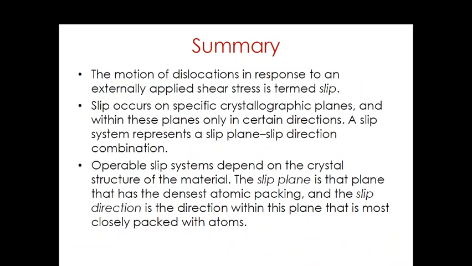So finally we will discuss the summary of today's topic. The motion of dislocations in response to an externally applied shear stress is termed slip. Slip occurs on specific crystallographic planes and within these planes only in certain directions. A slip system represents a combination of slip plane and slip direction. Operable slip systems depend on the crystal structure of the material. The slip plane is the plane that has dense atomic packing, and the slip direction is the direction within this plane that is most closely packed with atoms.